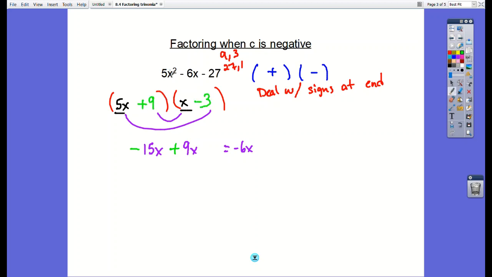So these are trickier, right? They do take a little bit more time, but the process is the exact same. Okay? Make sure you're still checking it with the O and the I, parts in FOIL. All right? And we'll go from there.